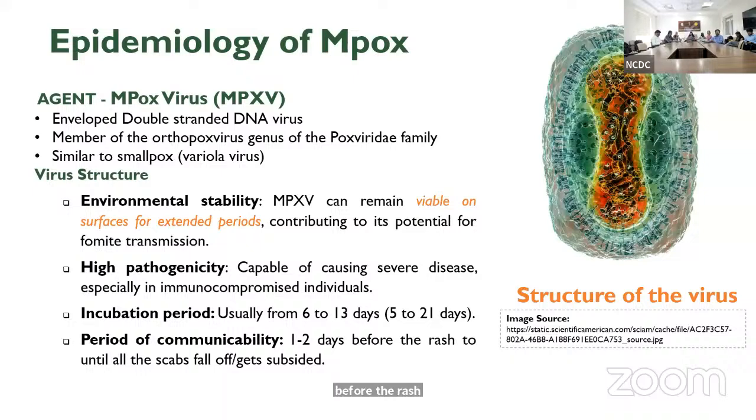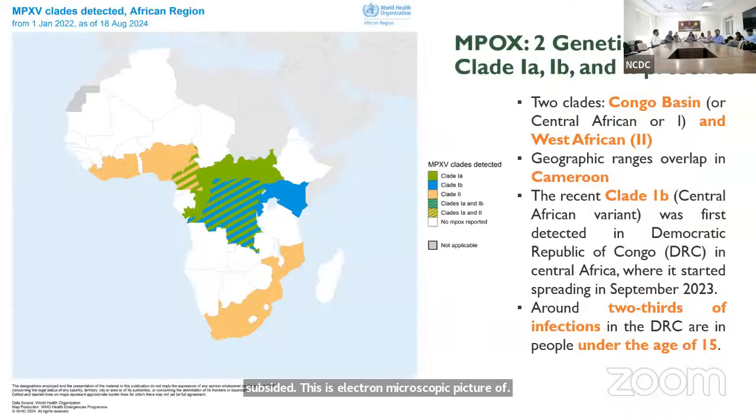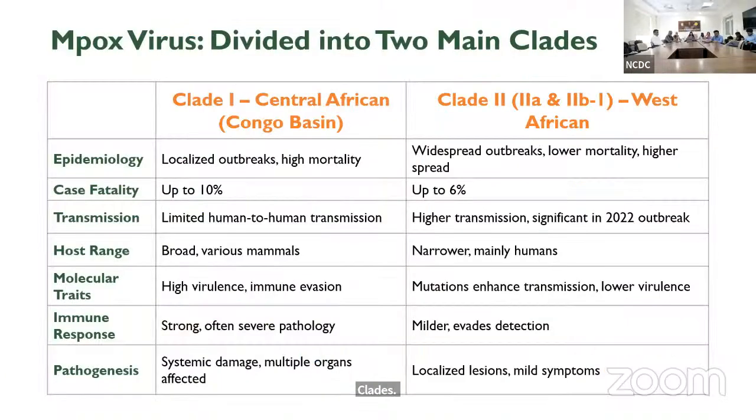This is an electron microscopic picture of the Mpox virus. This slide has already been shared by my WHO colleague, Dr. Pavana. We can see that in certain regions of DRC, or Zaire, which was the historical name of that country in Central Africa, there is an overlapping of the clades, Congo Basin as well as West African clades. But I would like to share this slide because it shows the differences between the different clades.